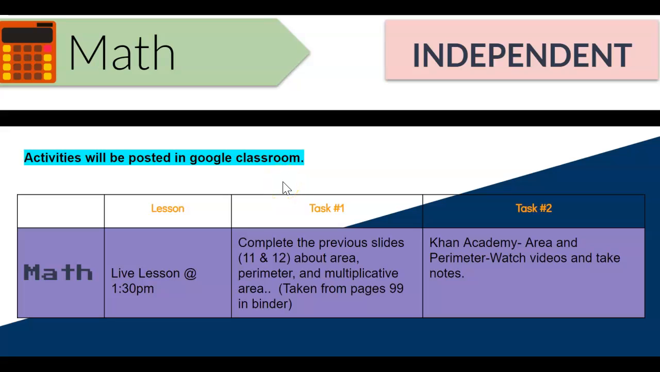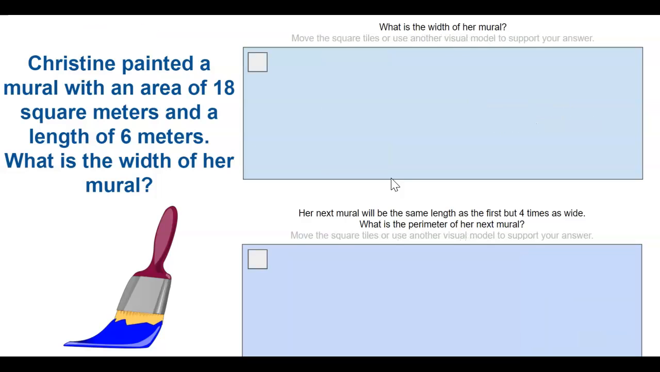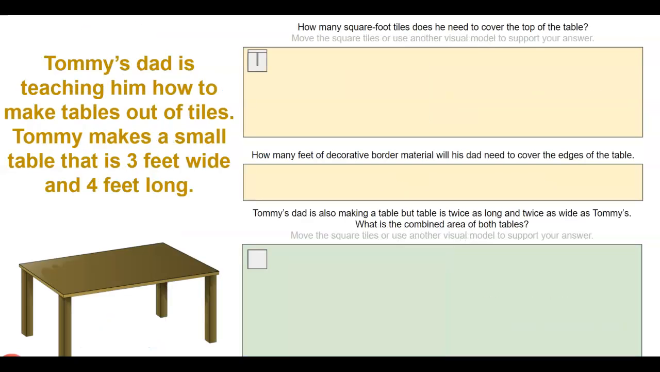And on our very last slide here, our independent task, we worked on one together, and I want you to go back to the previous slide and work on that one. Now, those two slides actually came from page 99 in our binder. So if you feel more comfortable working inside of the actual math binder, you can go to page 99 and you will find this one, and you'll find that one in there, okay?